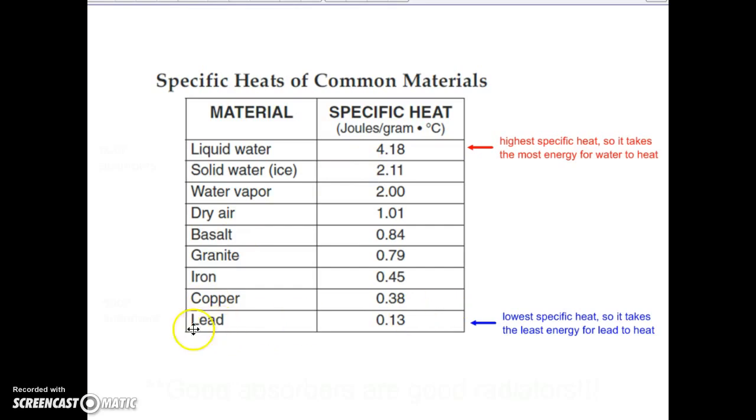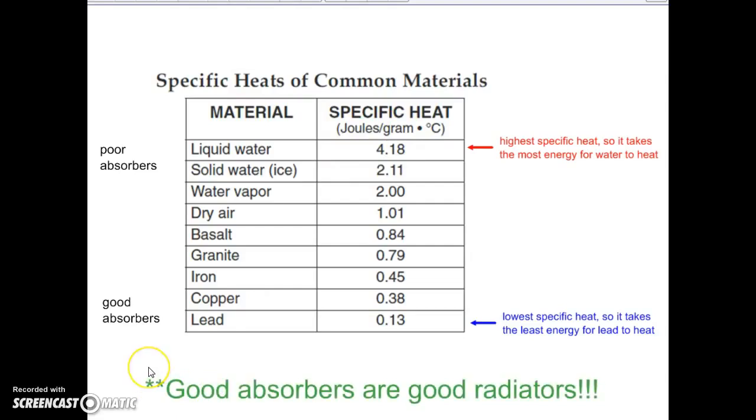Now, if something has a low specific heat, it's really good at absorbing energy because it doesn't need very much of it to heat up. If a material has a high specific heat, it is a poor absorber. Okay, water takes a really long time to heat up because it requires so much energy to heat up. Now remember from class that if something is a good absorber, it's a good radiator. Lead is a good absorber. It heats up really quickly. It also cools down very quickly.